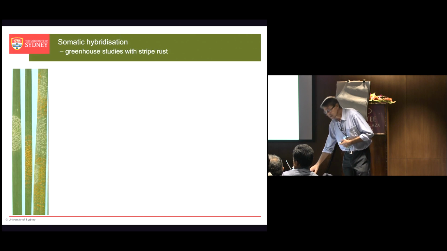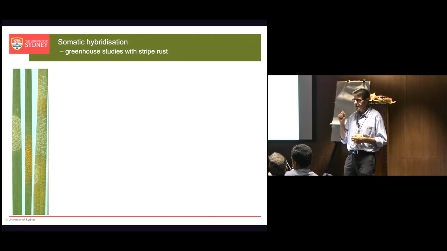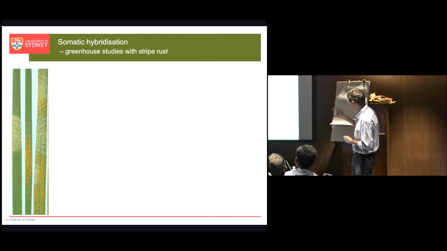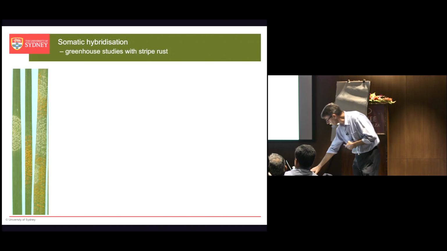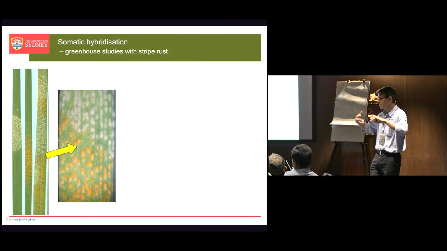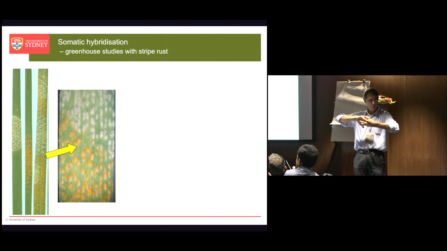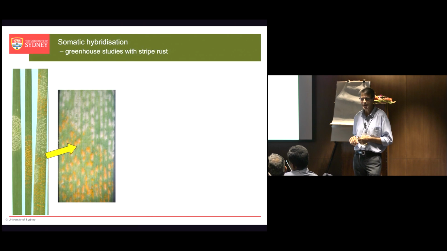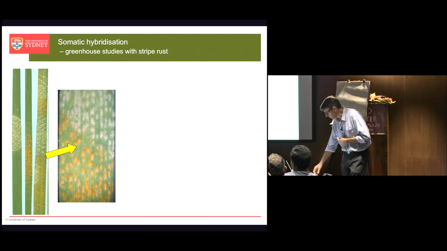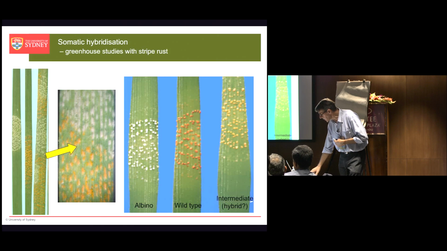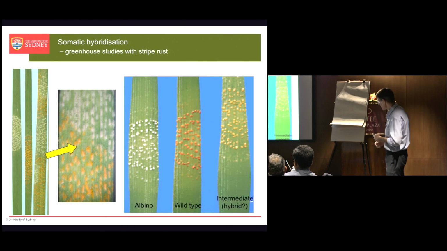What we've done is mix them together and inoculate them onto a common host and get them to grow together. If you look at that close up, we can get the colonies to grow into each other, and hopefully we'll get hybridisation occurring. So we've done these experiments, and we've actually picked up some isolates that are intermediate in their colour. Here's the albino, here's the wild type, and this one looks intermediate in its colour. We suspect this could be a hybrid.